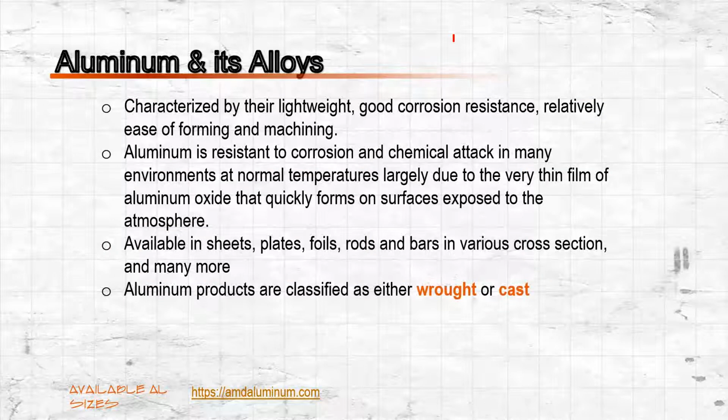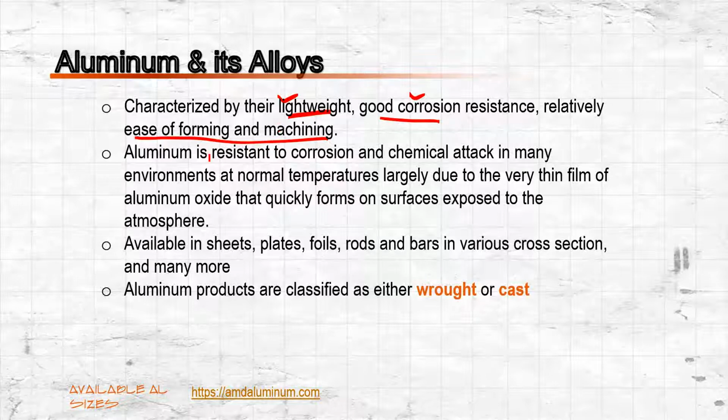Okay, now let's move on to our next material, which is the aluminum and its alloys. Okay, aluminum materials, they are characterized by their lightweight, good corrosion resistance, and relatively ease of forming and machining. Okay, so take note, it's lightweight, it has also corrosion resistance, and relatively ease of forming and machining.